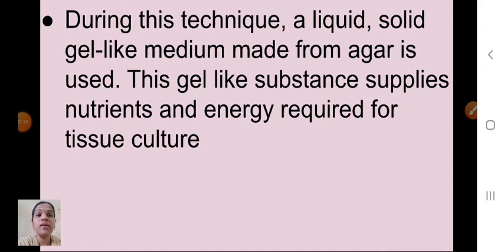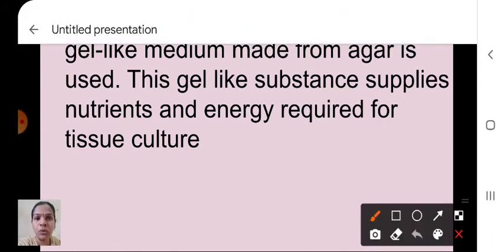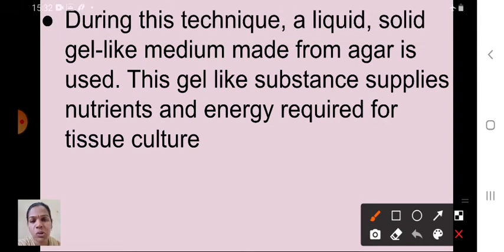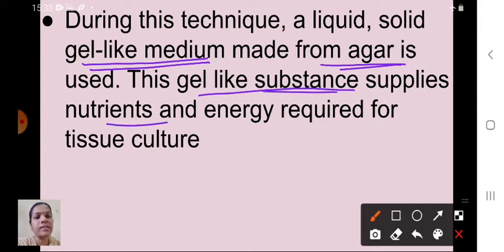So children, for this tissue culture, the tissue wants nutrients, isn't it? That separated tissue wants what? Nutrients. Those nutrients it will get from a gel-like medium. That is called what? Agar medium or broth medium. So that medium supplies nutrients and energy to the tissue.